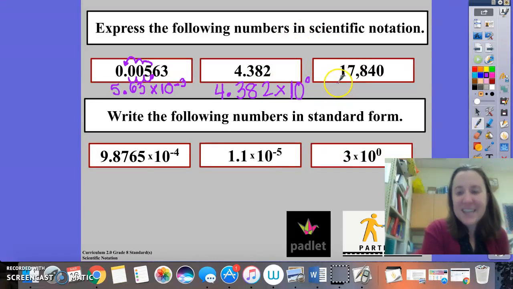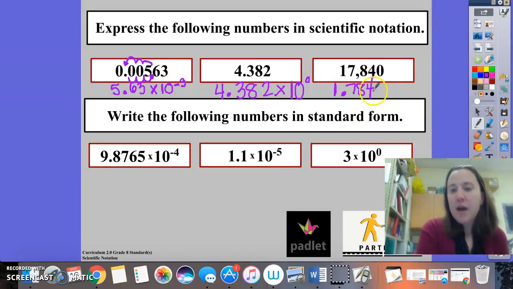I hope you're seeing or predicting that the exponent in this case is going to be positive because we're starting out with a really big number. So we have 17,840, and I need to make that a number between 1 and 10. So it's going to be 1.784.